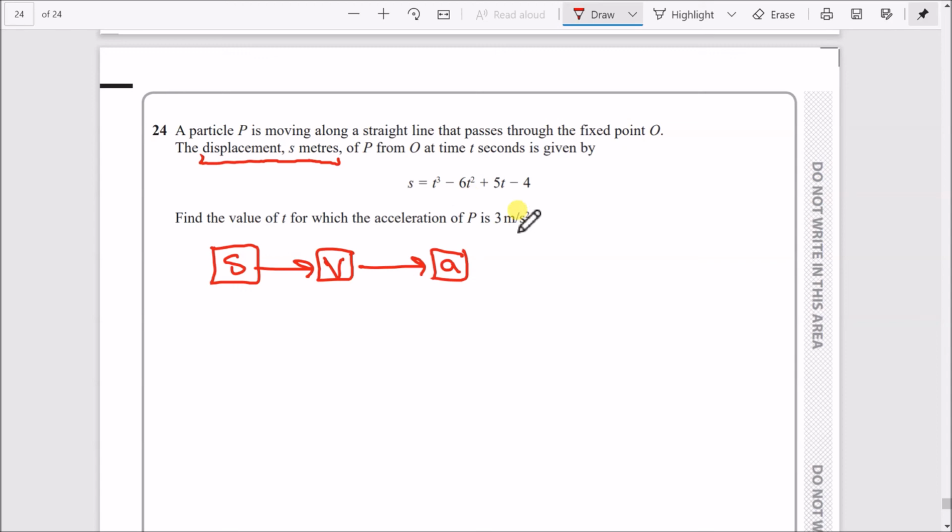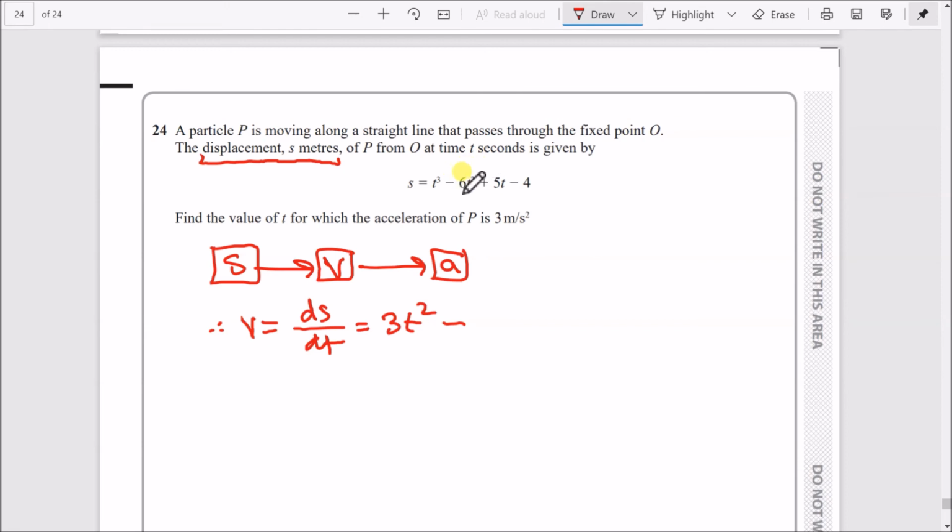So let's start with that. Let's work out velocity first. To do that, we need to differentiate the S equation with respect to T. So differentiating this equation, guys, all you do is literally drop the power and then subtract the power by 1. So for T cubed, you drop the power, you get 3T, subtract power by 1, you get 2. That's it. If you got a number in front, do the same thing.